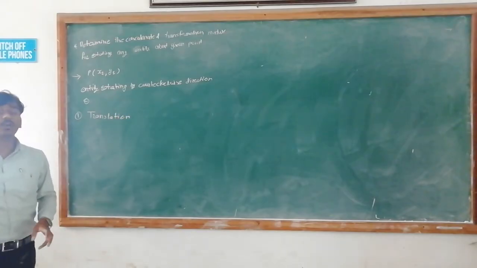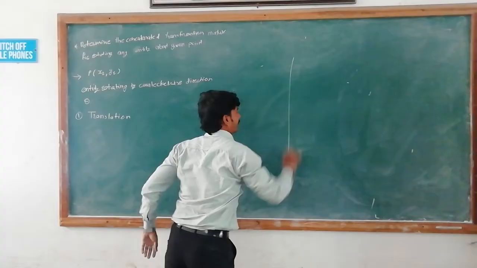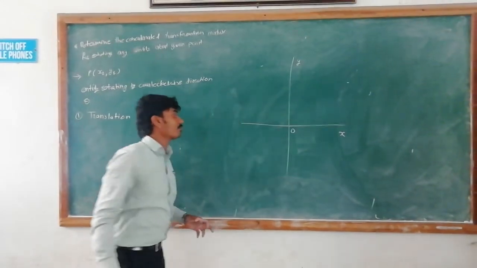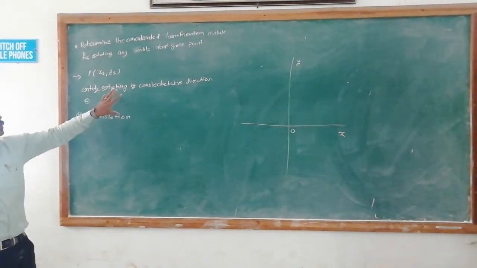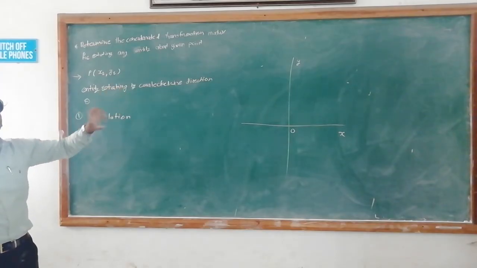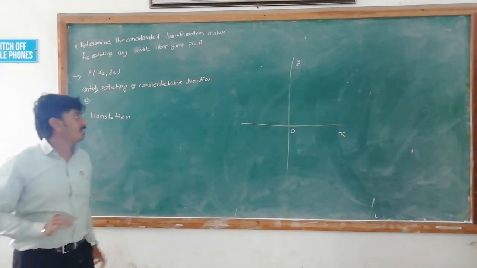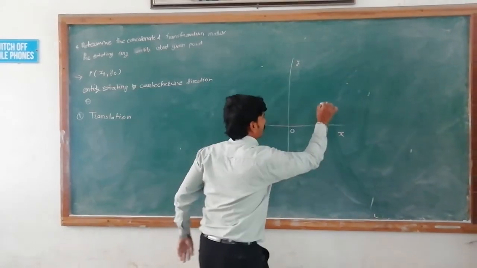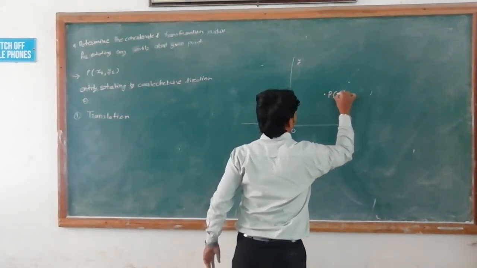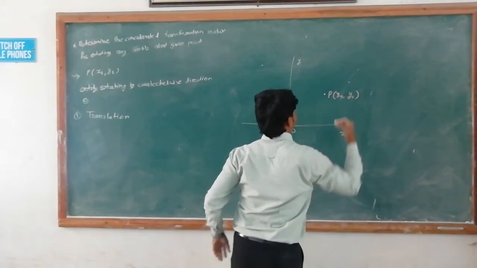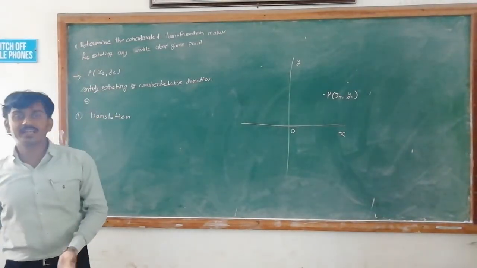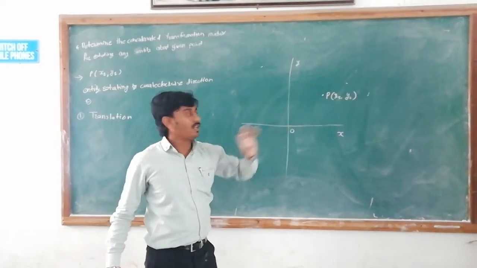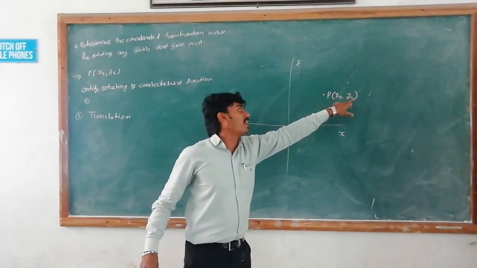So what is the meaning of translation? Suppose this is my x-axis, this is my y-axis, and this is the origin. We have to rotate a point. We consider this entity is a point, and we have to rotate it about the given point. Consider this is our given point P and it has coordinates xr and yr. We have to rotate our given entity about this point.